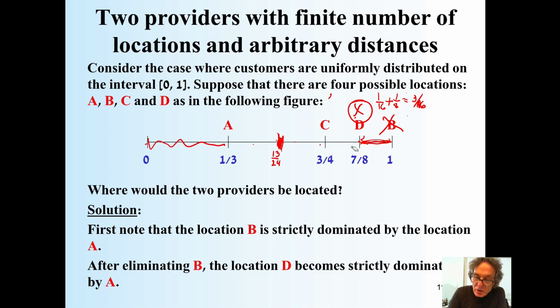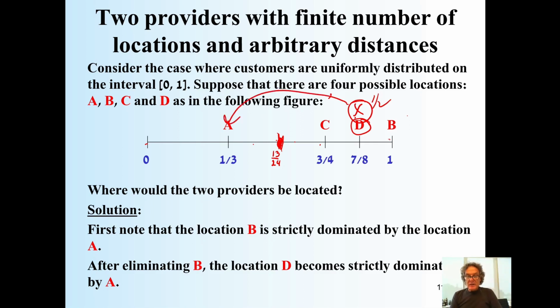Finally, suppose that you're also at D. We split the market. We are in the same place. So how much am I going to get? Half. What happens if I move to A and you're at D? I'm going to get what? First, 1/3, plus I split with you the distance between 1/3 and 7/8.